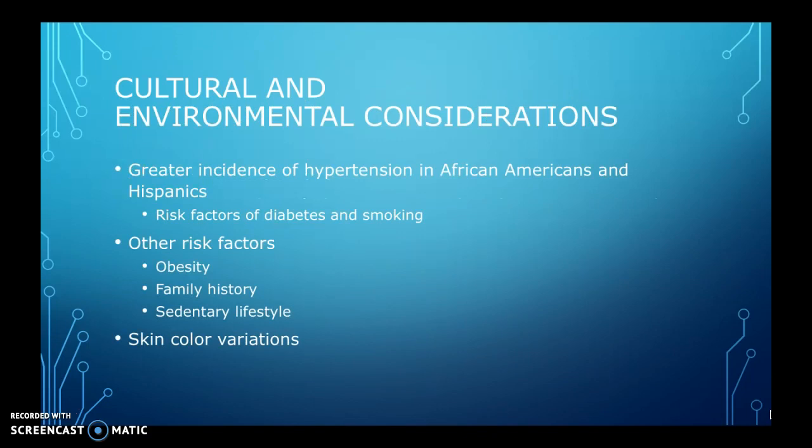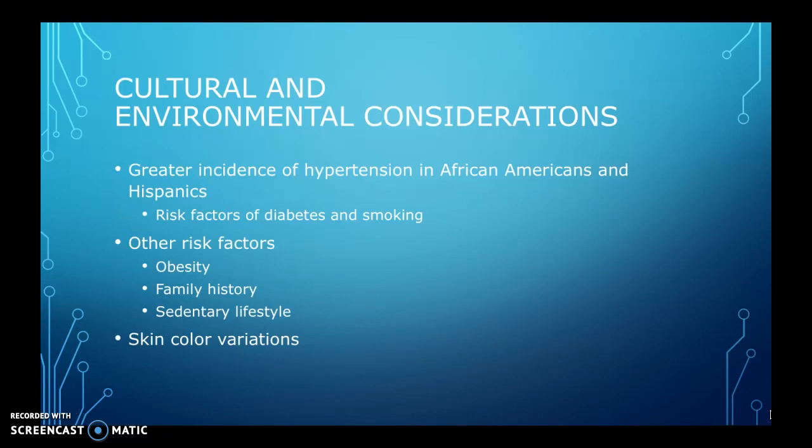Cultural and environmental considerations. Again, hypertension, African Americans and Hispanics. Other risk factors for somebody to develop problems with the peripheral vascular system are obesity, family history, again, family history of coronary artery disease, high blood pressure, high cholesterol, and a sedentary lifestyle.